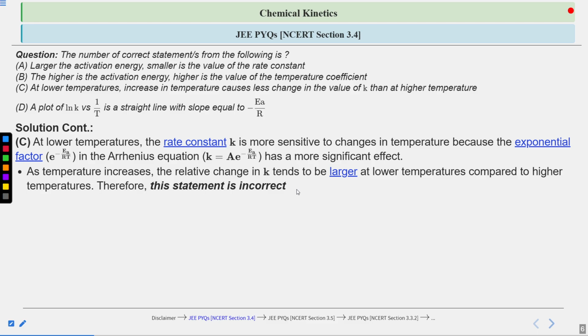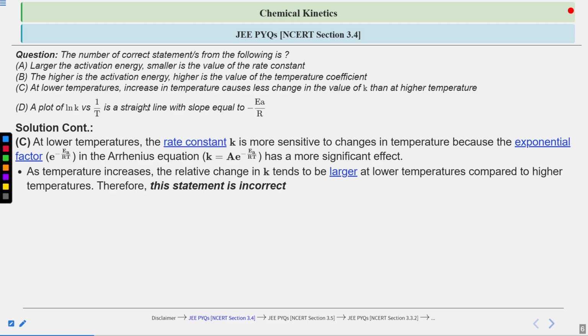So you can read it again and then you can understand better what I want to say, how temperature is affecting the relative change in the rate constant value, if it is already lower or if it is already higher. So the C statement, which is saying that at lower temperature, if you increase the temperature, it will cause less change in the value of the rate constant, is the incorrect statement. So until now, we have two statements that are correct and one statement that we identified as incorrect.